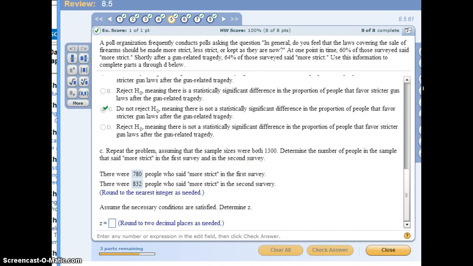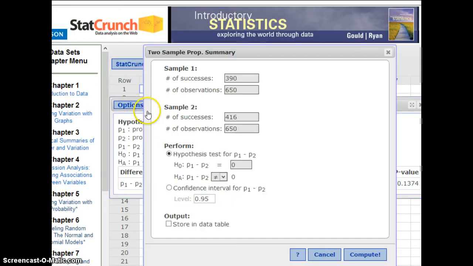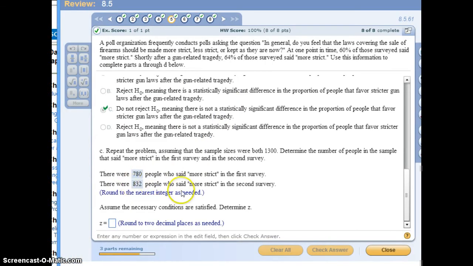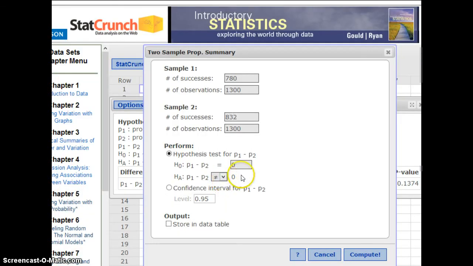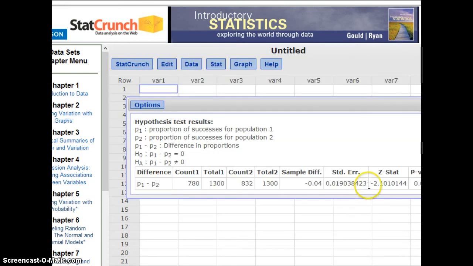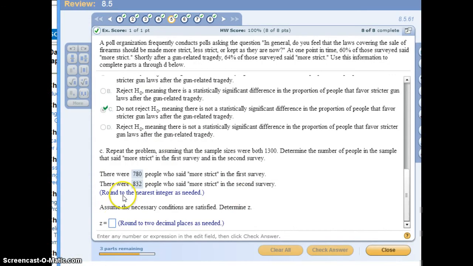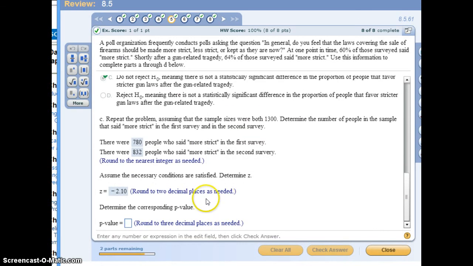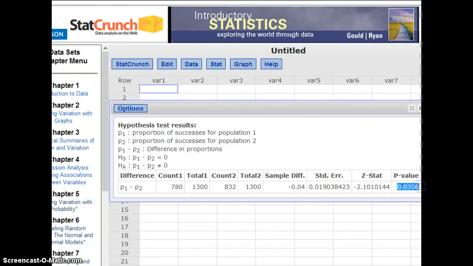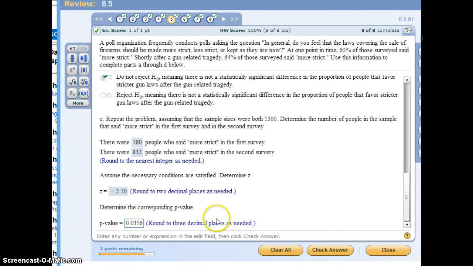Alright, so now we go back to StatCrunch and go ahead and issue the test, and change the observations to 1300 and the successes to the new values that we just calculated, check this box and compute. And there you go, the new z statistic. Copy that, round that to 2 decimal places, and the new p-value, rounded to 3 decimal places.